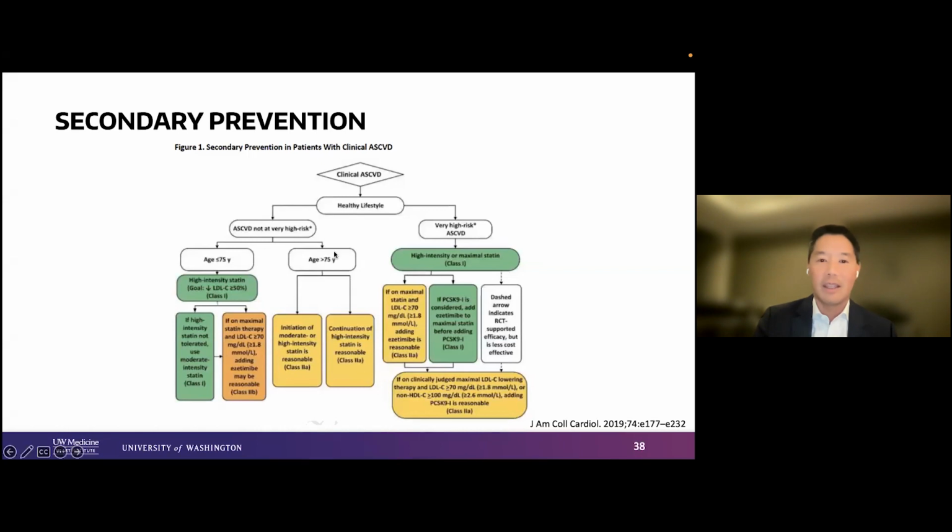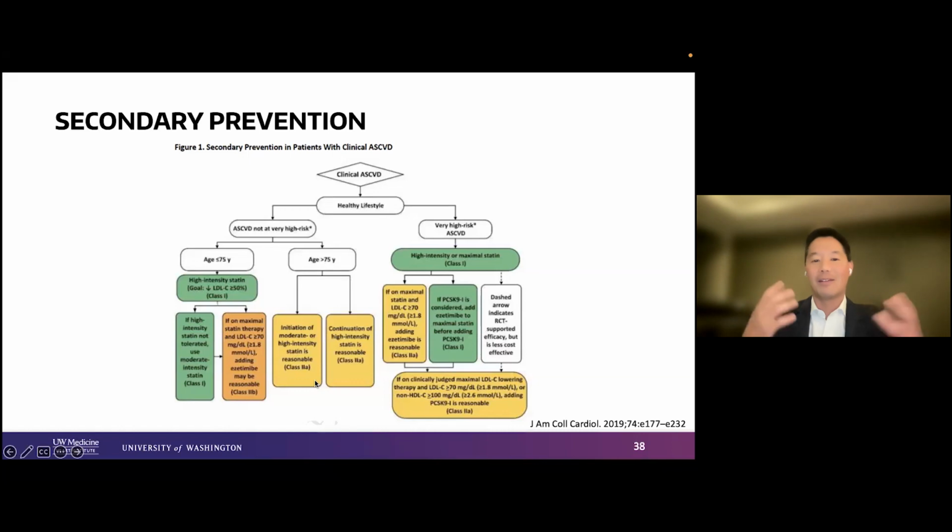One of the questions that came out in the pre-talk questions was around if you're over 75, if you're older. I think we tend to still be aggressive in that population. If you've had a heart attack or a stroke, we tend to treat those patients regardless of their age, unless comorbidities or other things come up. So we still are aggressive at treating it.